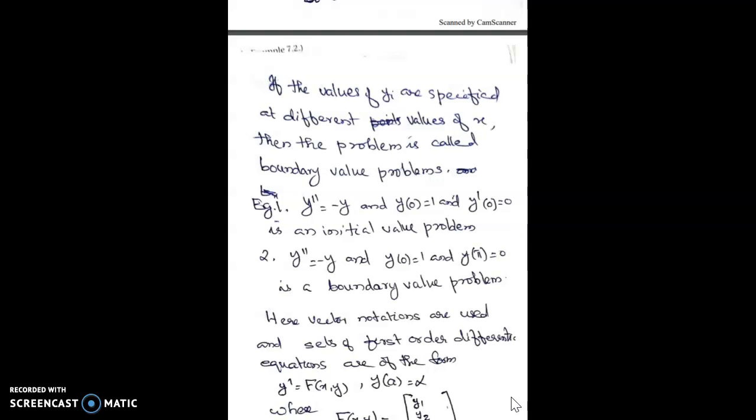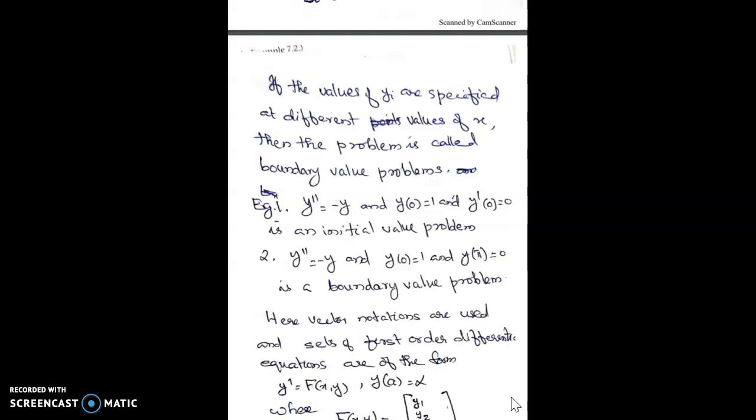Let us see some examples of initial value problem and boundary value problem. An example of an initial value problem is y'' = -y with y(0) = 1 and y'(0) = 0. Note that everything is defined at x = 0. This problem is an initial value problem. And the same differential equation y'' = -y with y(0) = 1 and y(pi) = 0 is a boundary value problem because the conditions are defined at two points, 0 and pi.